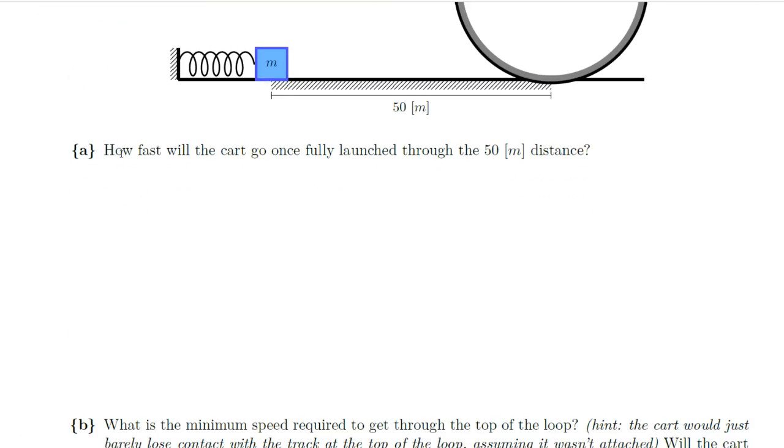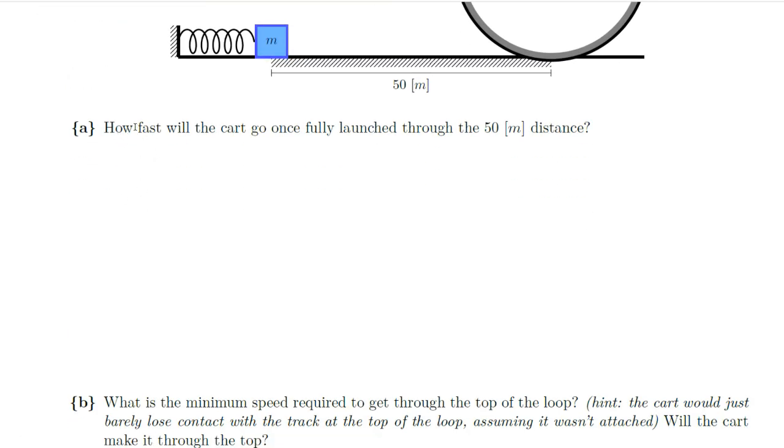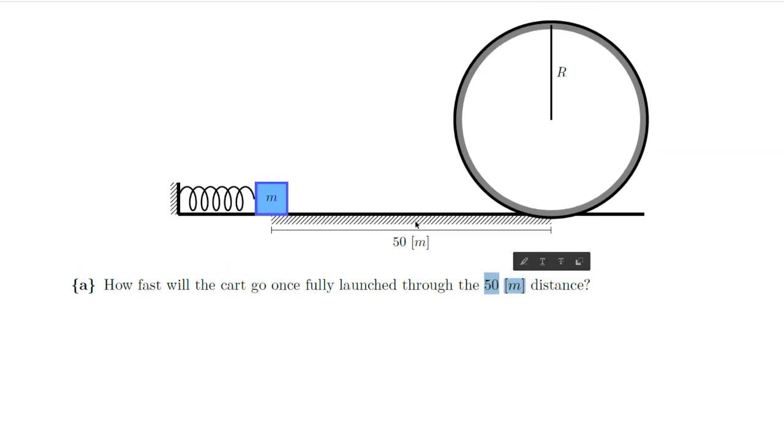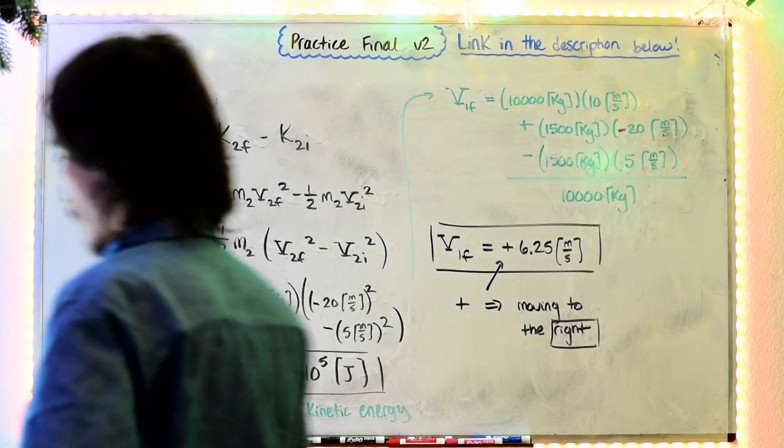Now, we're going to figure out first how fast, in other words, what's the speed of the cart once it is fully launched through the 50-meter distance. So in other words, once the spring uncompresses through these 50 meters and the cart ends up at the bottom of the loop, I want to know how fast it is going there. So this problem is a conservation of energy problem. So we're going to apply the conservation of energy.